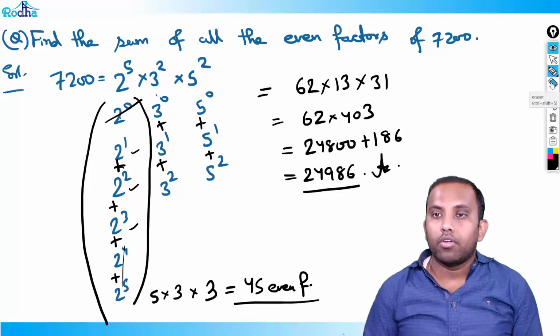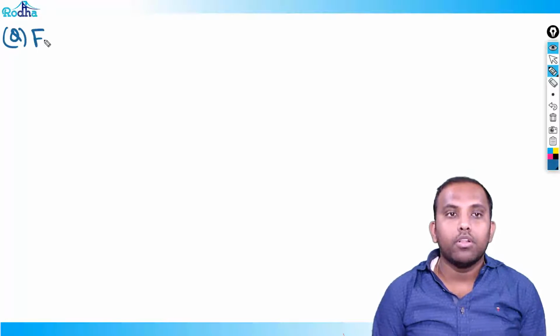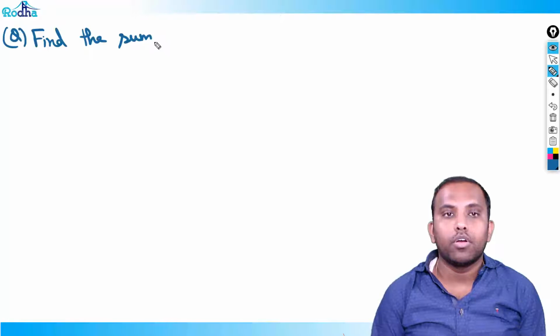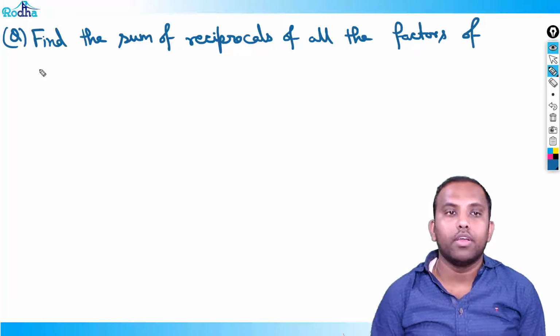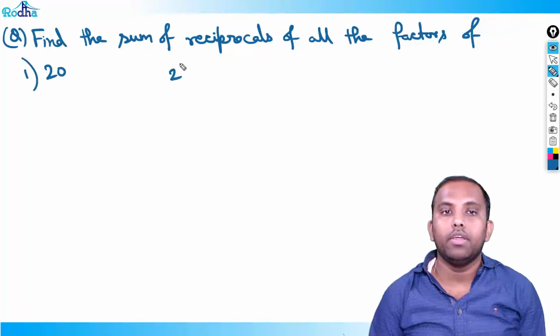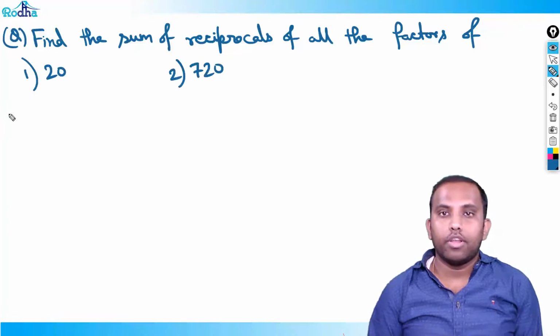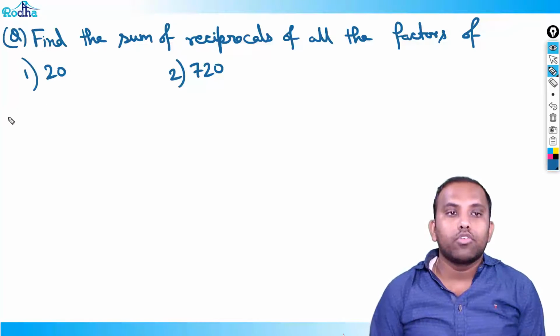Okay. Now, last concept in this video. Find the sum of reciprocals of all the factors of, two questions we'll do. One will be 20 and the second will be 720. Now see, we'll explain this concept for 20 only. So the first one is 20.